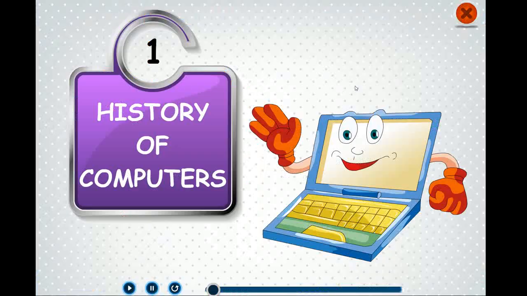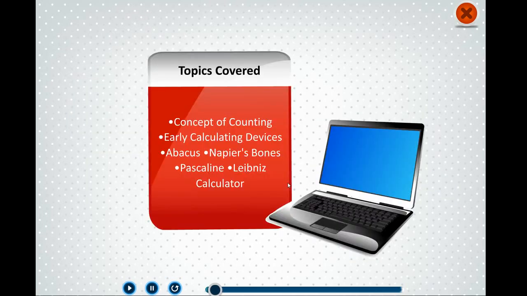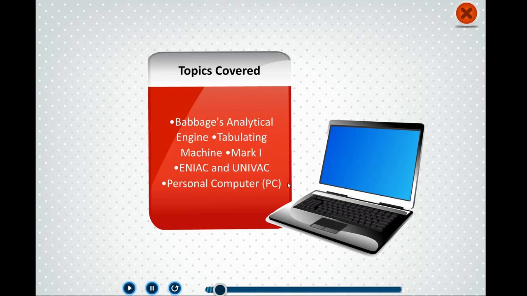Chapter 1. History of Computers. Topics covered: Concept of Counting, Early Calculating Devices, Abacus, Napier's Bones, Pascaline, Leibniz Calculator, Babbage's Analytical Engine, Tabulating Machine, Mark I, ENIAC, and UNIVAC, Personal Computer PC.